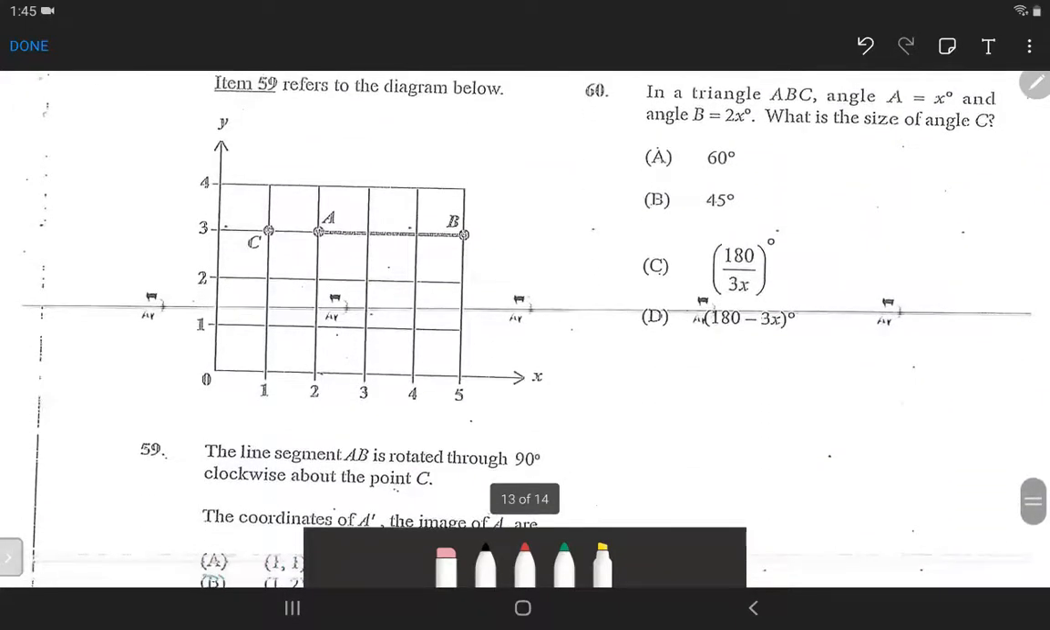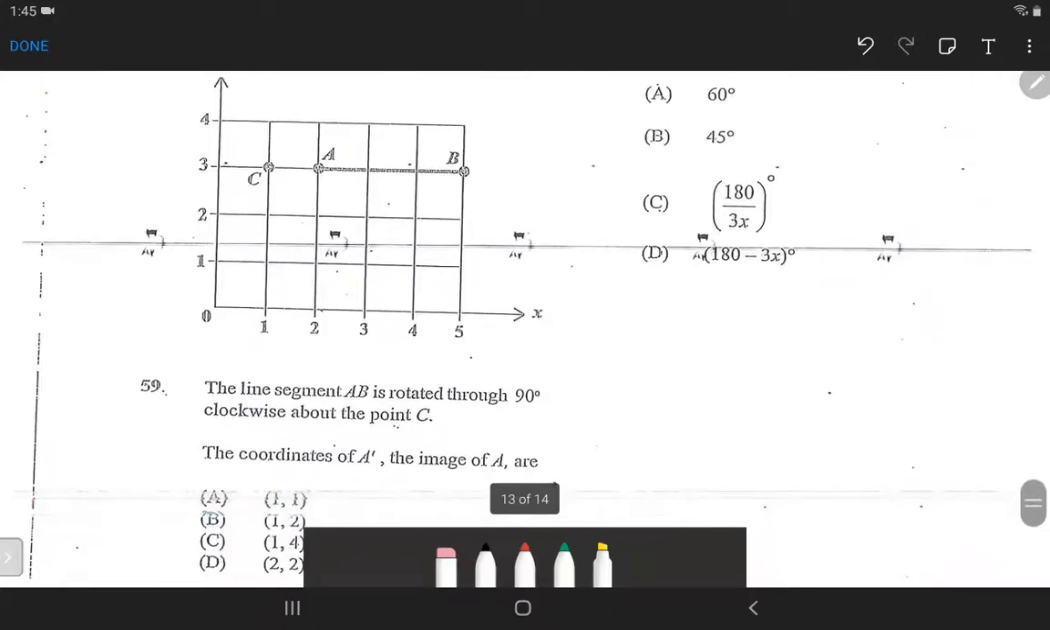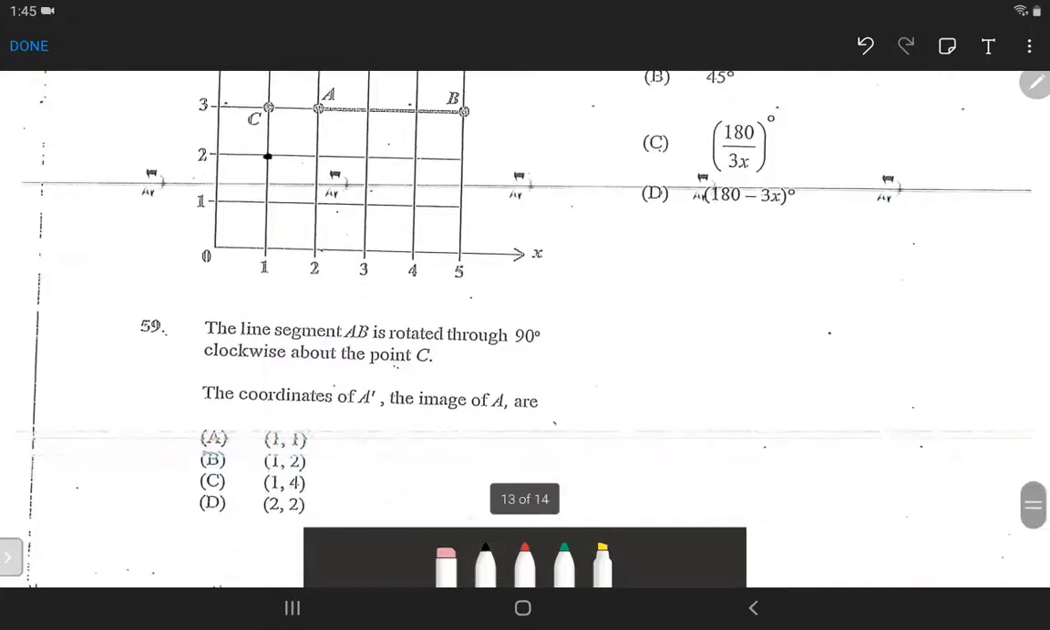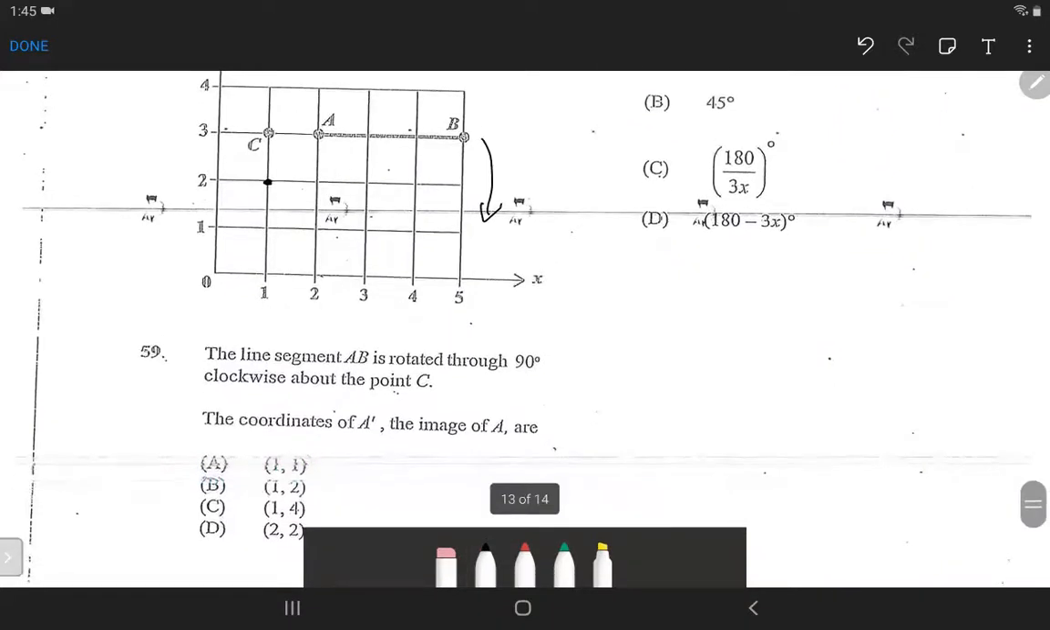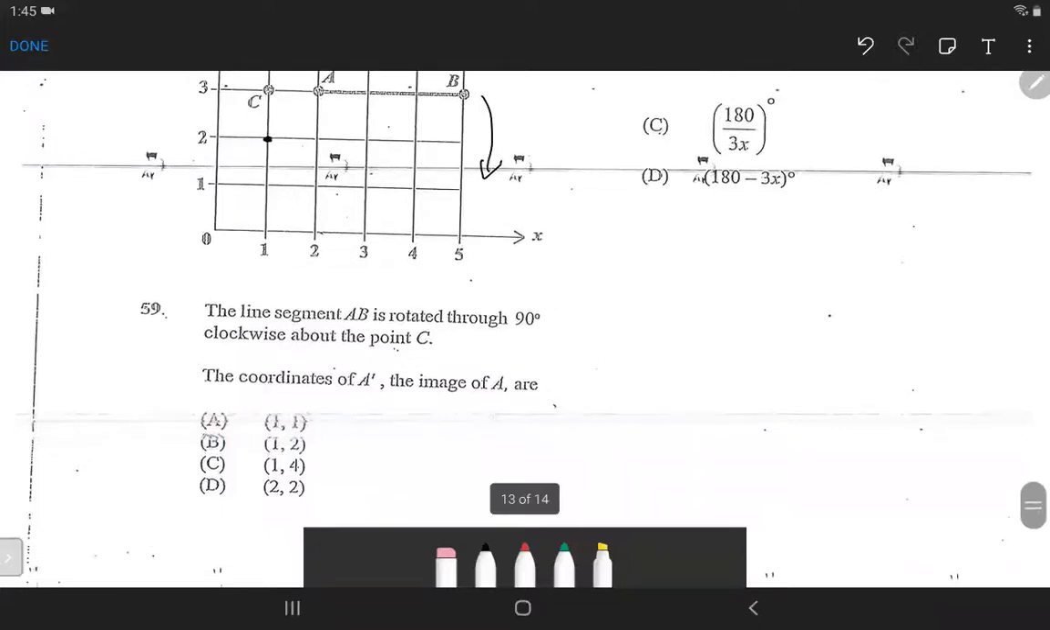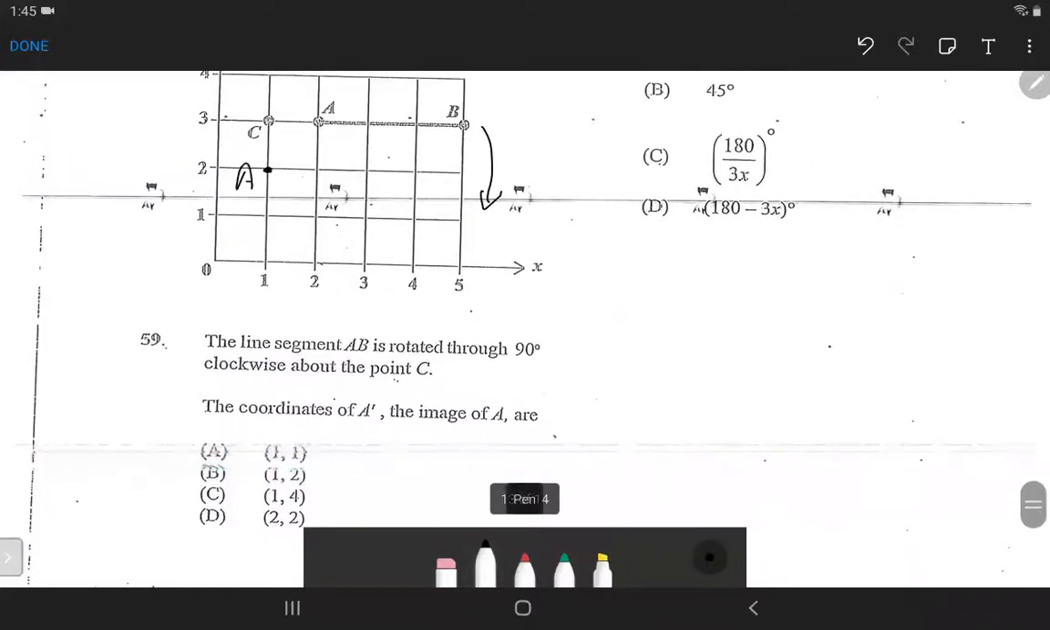59 refers to the diagram. The line segment AB is rotated 90 degrees about the point C. That means A would come here, B would come, well, 90 degrees clockwise, so that's this way. So A would just come here, B would be somewhere down here. They want the coordinates of A prime, that will be 2, 2, that's B.